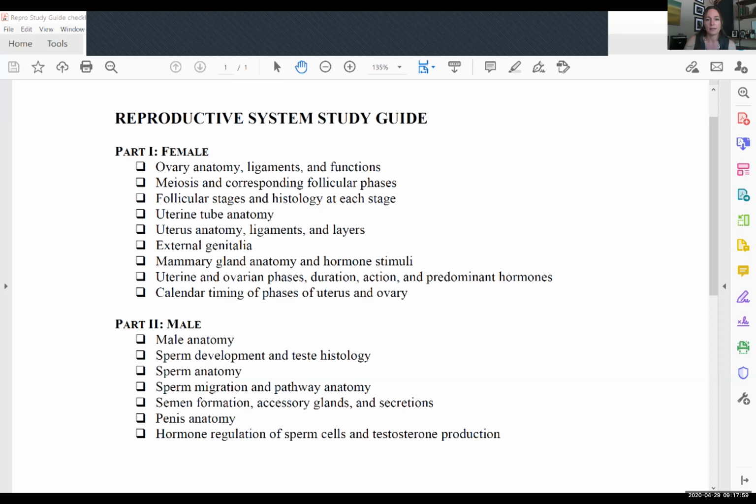Let me click open this, the last study guide. Okay, let me switch over and do a screen share with you guys. A lot of clicking here.